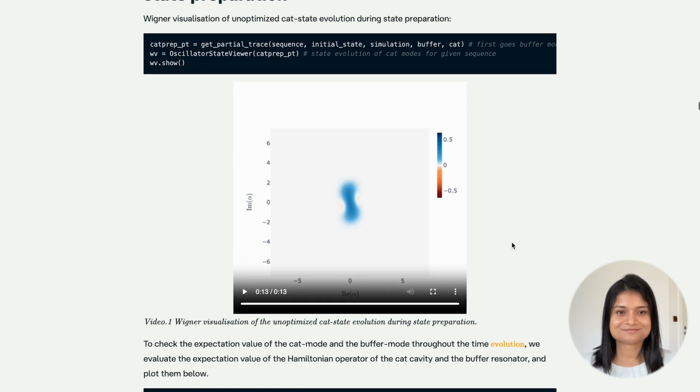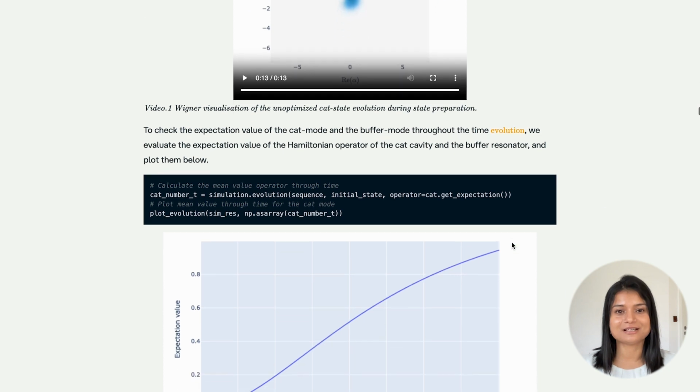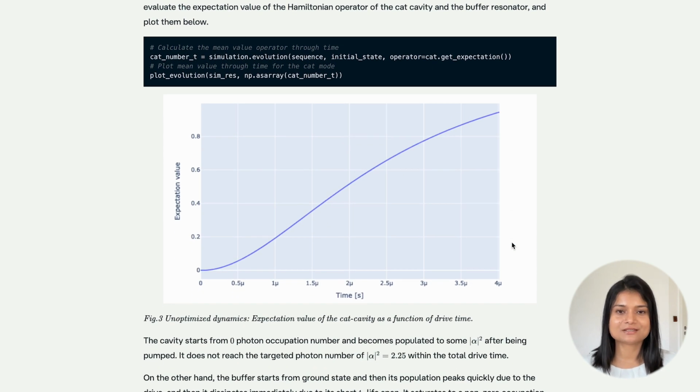Isn't that fun? Okay, so the next plot is for the expectation value of the cat cavity. One should expect it to saturate to the targeted photon number, which was considered to be 2.25 for our simulation. This was, however, not achieved during this unoptimized state preparation process, so we will revisit this issue after optimally controlled state preparation.